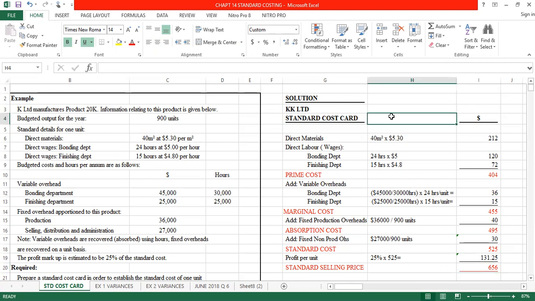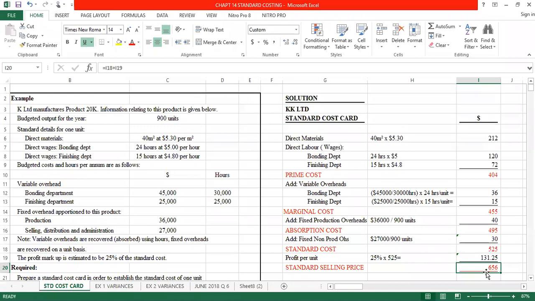A standard is a target. So when you plan for one product, remember the chapter that we have just covered, budgeting, helps to prepare the budget for the whole organization. When you are budgeting, you will set a price of 655. This standard cost card helps you identify components that you will use in order to make a budget. It helps you to know that the budgeted price is 656.